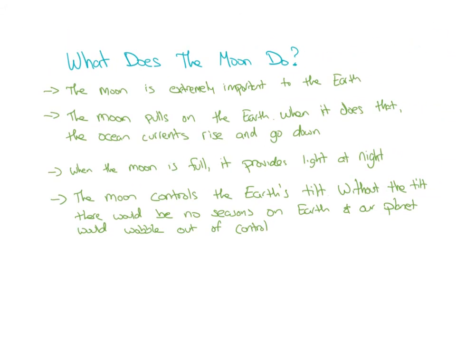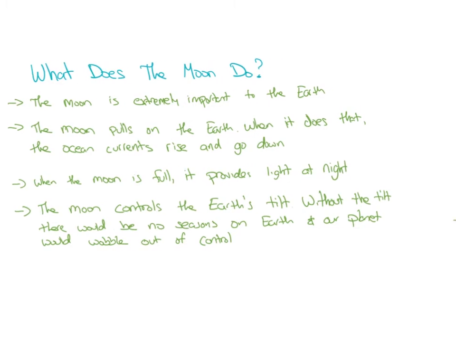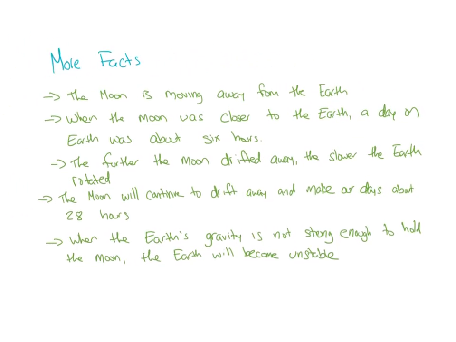What does the moon do? The moon is extremely important to the Earth. The moon pulls on the Earth. When it does that, the ocean currents rise and go down. When the moon is full, it provides light at night. The moon controls the Earth's tilt. Without the tilt, there would be no seasons on Earth, and our planet would wobble out of control. So prior to the moon, the Earth was a very unstable place, and the moon helped stabilize it.